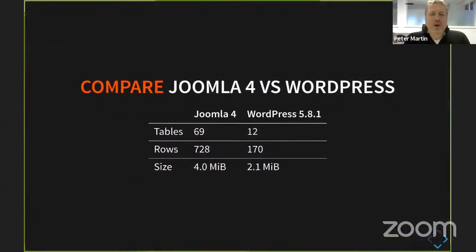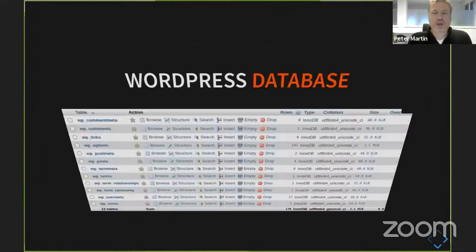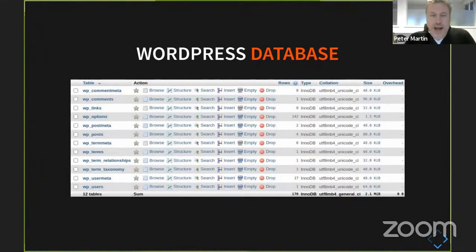If you compare WordPress with Joomla, only the core, and look at the tables, then Joomla has more tables, 69. WordPress has only 12 tables. WordPress is smaller, it's 2.1 megabyte. And if you look into phpMyAdmin, you can see the WordPress database. The WP options has 1.5 megabyte, but that's not when you install it. When you install it, you just have 64 kilobyte, and I think 0 records.